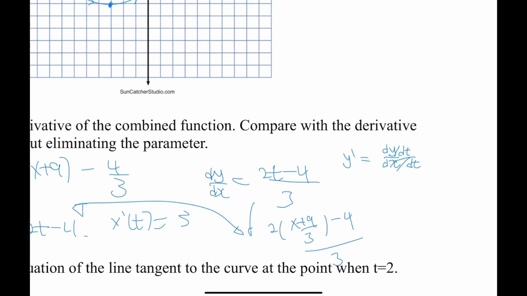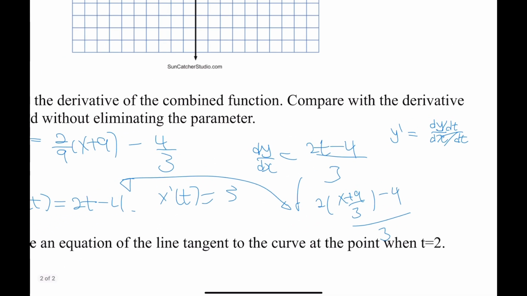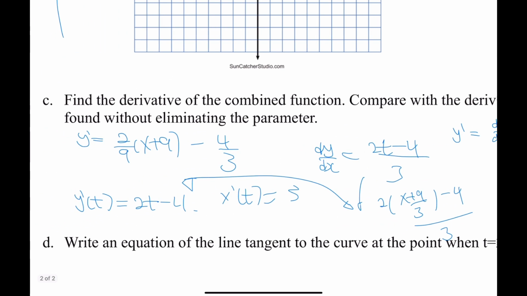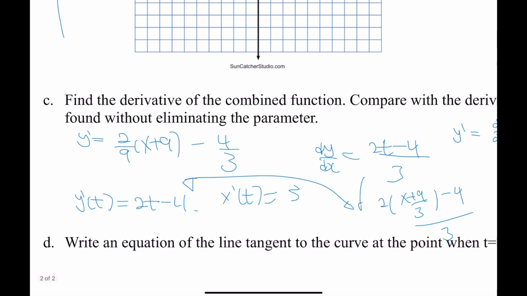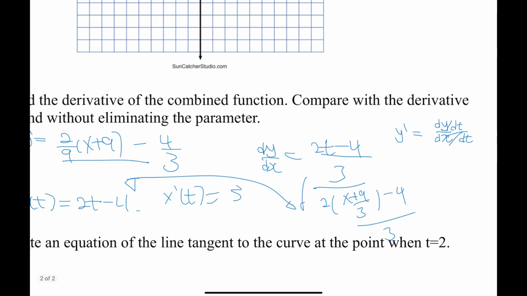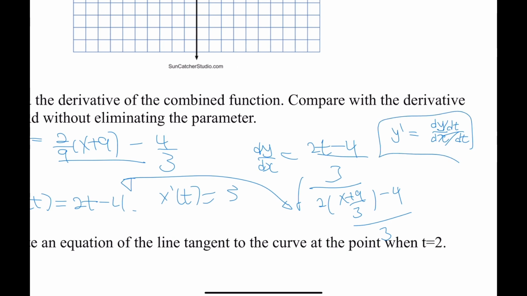If you want, you can also write a written conclusion saying that because one function is this and the other function is this one, and when you plug in (x plus 9) over 3, we get the same answer, these two are equivalent to each other. So you can say something like that.